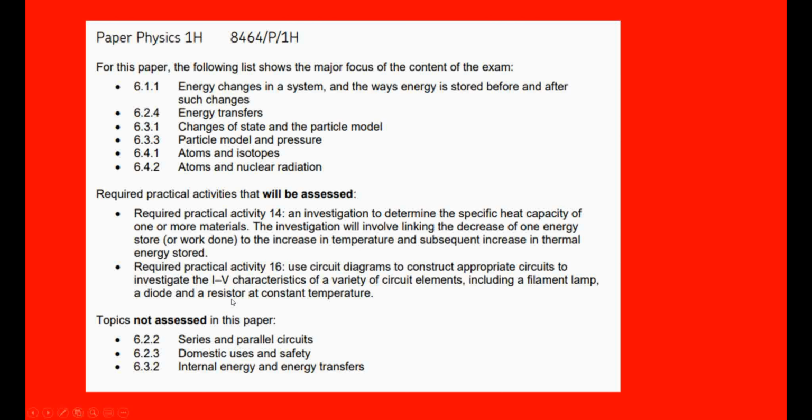Now we know that two required practicals will be assessed in some form. We don't know how many marks they will be given for each of the required practicals. So one is on finding the specific heat capacity of materials, the other is on the IV characteristics of resistors, filament lamps, diodes, and resistors at constant temperature. But we don't know the ratio of the marks. We don't know if one's going to have 1 or 2 marks as an answer, or it's going to have 10 or 20 marks even. Okay, we don't know the number of marks, but we know they will be assessed in some way.